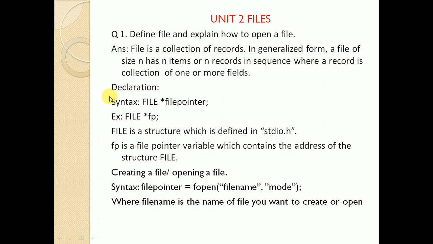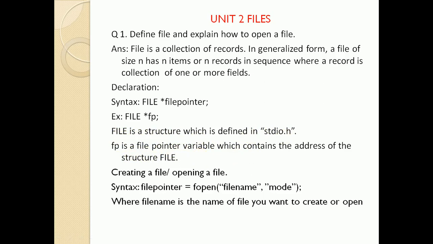Let's understand the declaration of file. To declare a file, we need a file pointer, for example FILE *fp. FILE is written in capital letters. FILE is a structure which is defined in the stdio.h file, where fp is a file pointer variable which contains the address of the structure FILE.